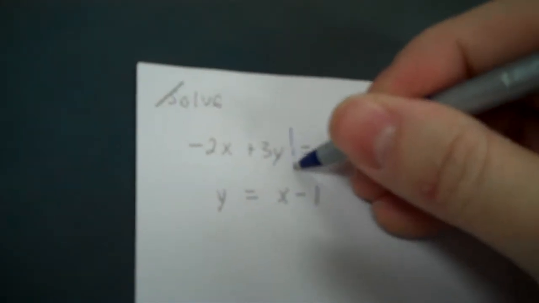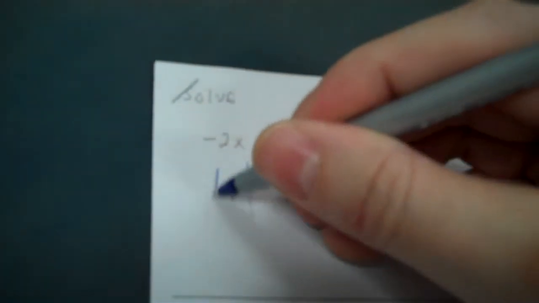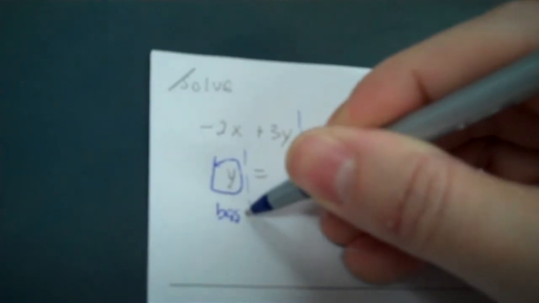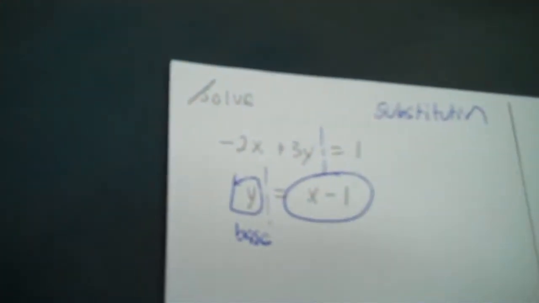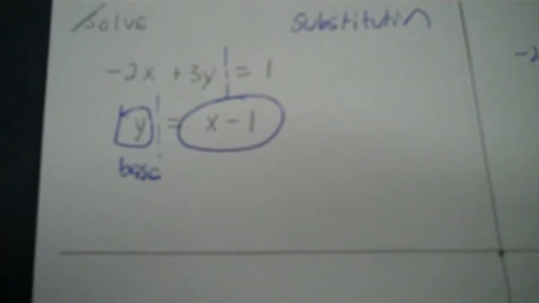Substitution is when we look for a letter that's all by itself. That is, I don't have it there or there. Here I do have it, so there's my base. Now write your other equation, negative 2x plus 3y equals 1. Now, your base is y, so we put the parentheses around the y, and above it, I put x minus 1.